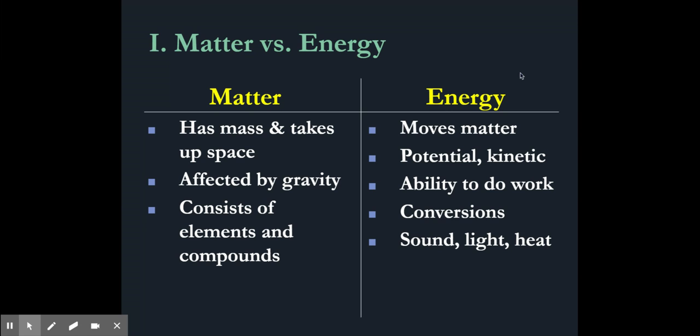First up, we have matter. Matter has mass and takes up space, is affected by gravity, and consists of both elements and compounds. In short, matter is anything that is tangible and physically exists within our grasps here.